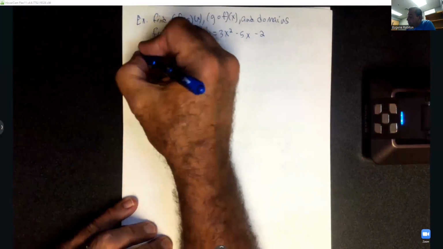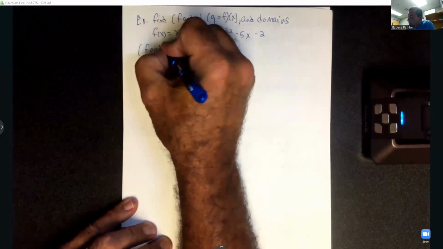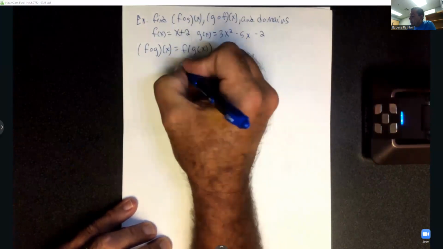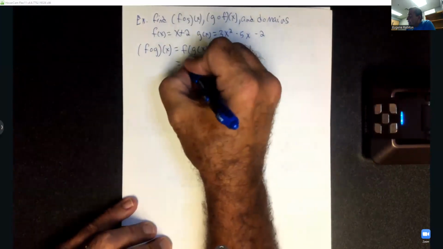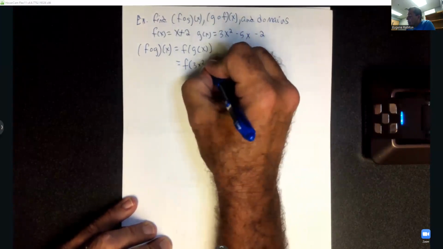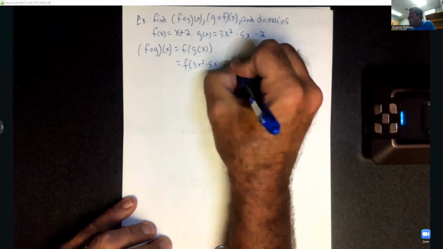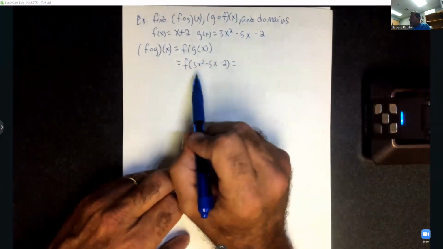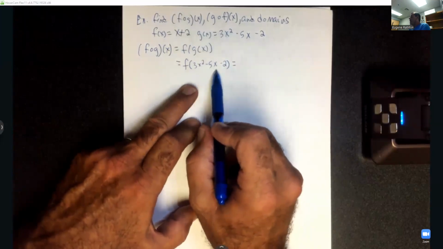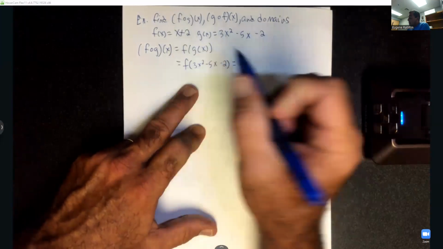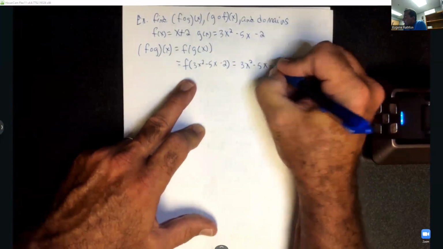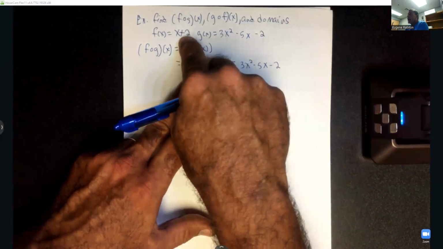So first, let's start with f of g. Remember, that is f of g of x, which means we're finding f of 3x squared minus 5x minus 2. All right, y'all, so let's take the f equation, which is x plus 2, and put in 3x squared minus 5x minus 2 for its x. So that'll give me 3x squared minus 5x minus 2, and then at the end is a plus 2.